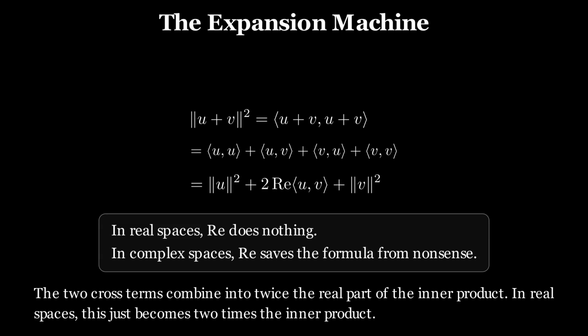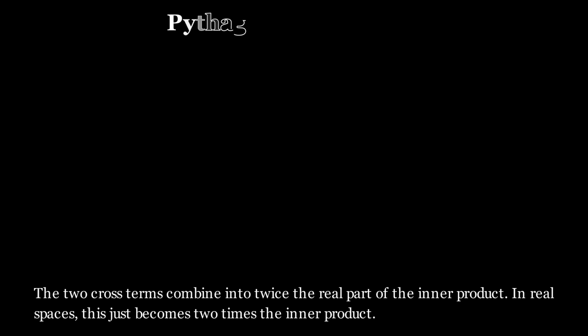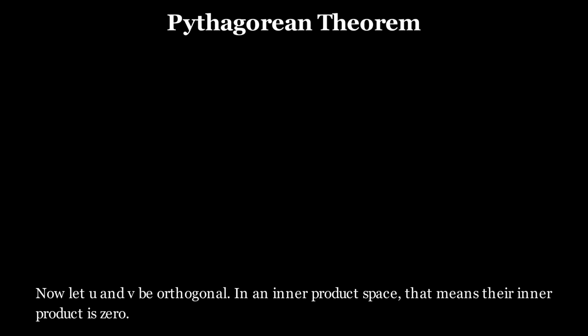The two cross terms combine into twice the real part of the inner product. In real spaces, this just becomes 2 times the inner product. Now let U and V be orthogonal. In an inner product space, that means their inner product is 0.